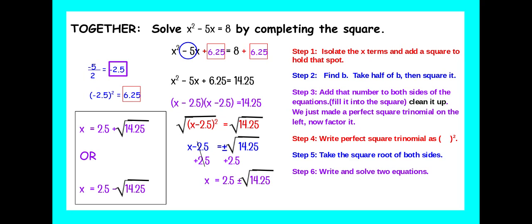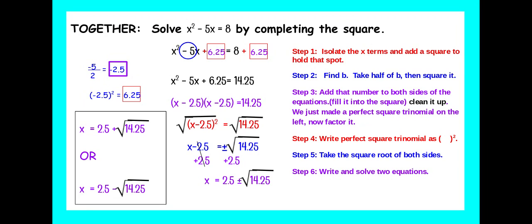Now remember, we have two possible answers. Our two answers are 2.5 plus radical 14.25 or 2.5 minus radical 14.25. Like I said, today we're just going to be dealing with ugly numbers. That's why I want to keep it in radical form. But that's how we're going to be working on it today.